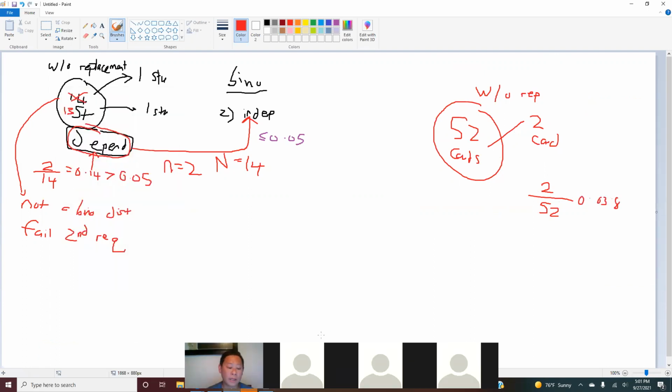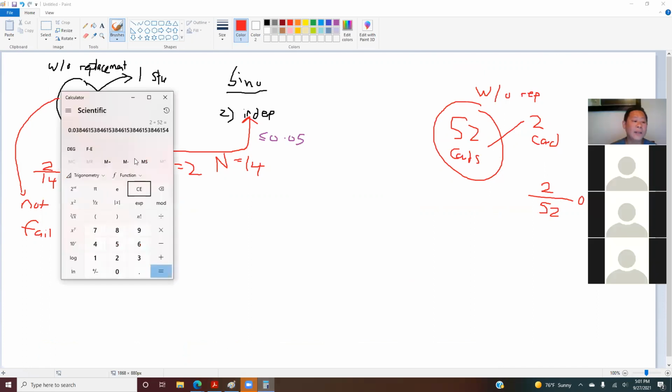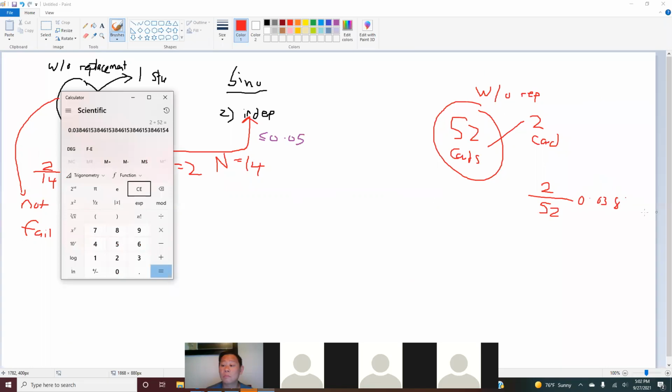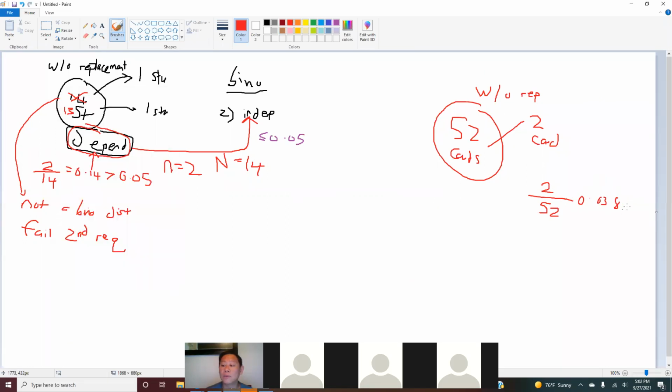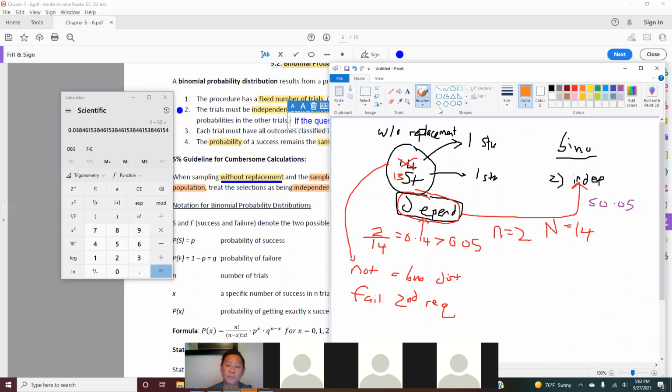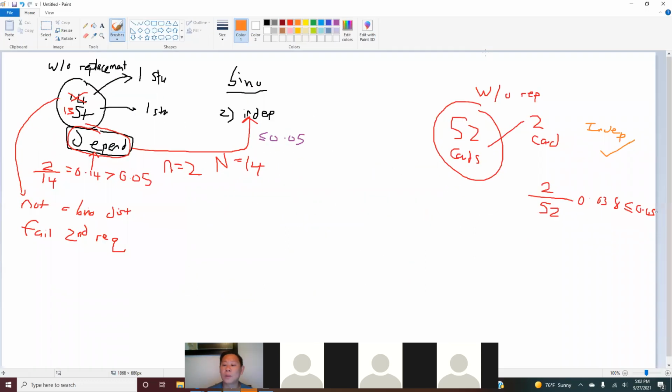This is the number that we get. So is this number less than or more than 5%? Less than. So if this number is less than or equal to 5%, then this is independent. Independent means good news because it fulfilled number 2, the second requirement.